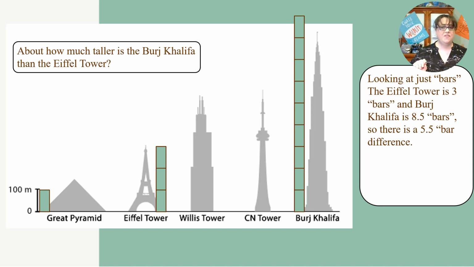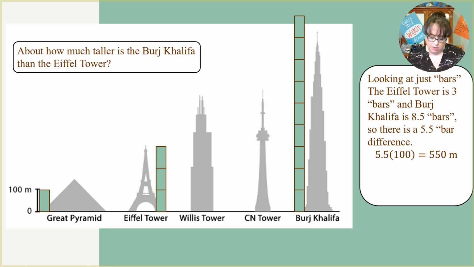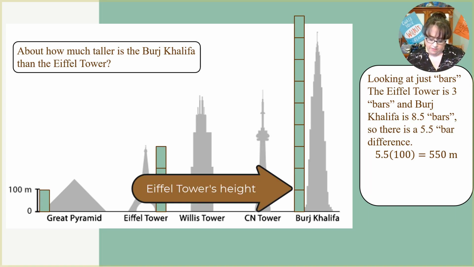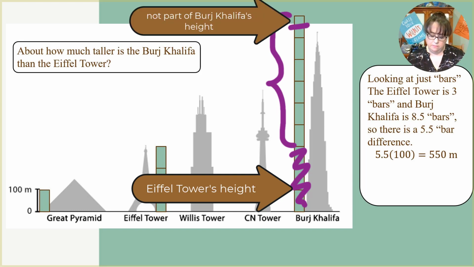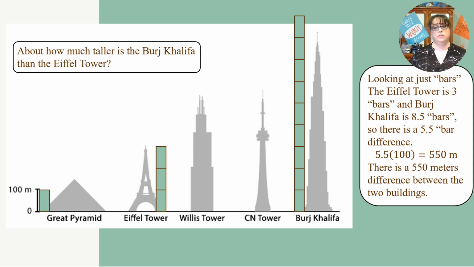So we know that there's a 5.5 bar difference. So really all I care about is that difference, right? Because it said how much taller is it? So just multiply the difference by 100. I don't really care about the first 3 bars because that's the Eiffel Tower. So these first 3 bars I don't care about. All I care about is the difference. Well, and the top part doesn't matter either. So the difference is 550 meters.